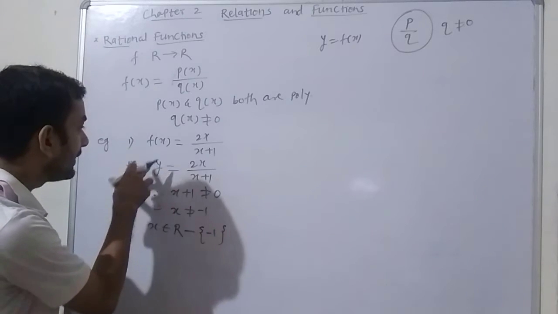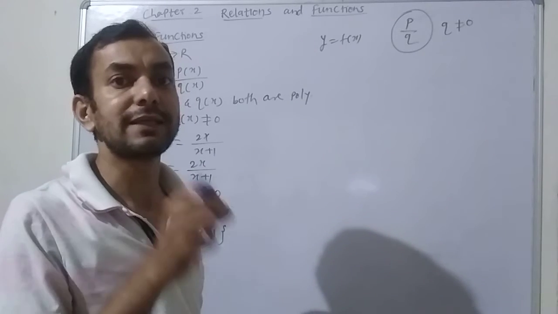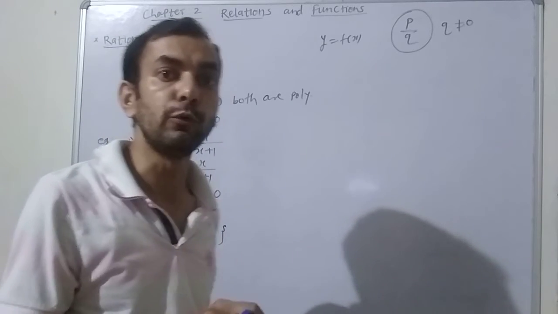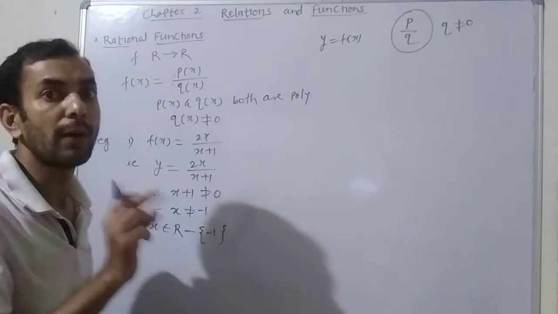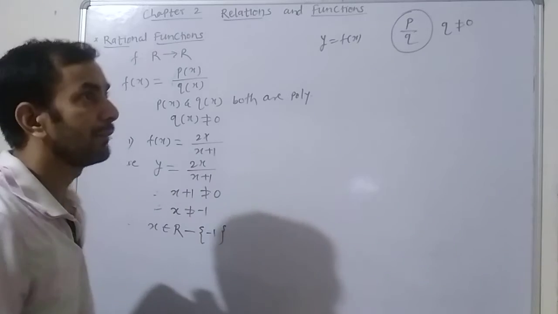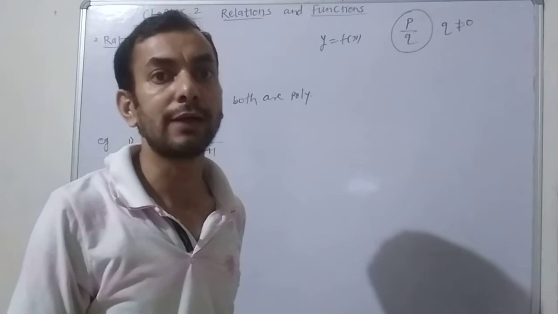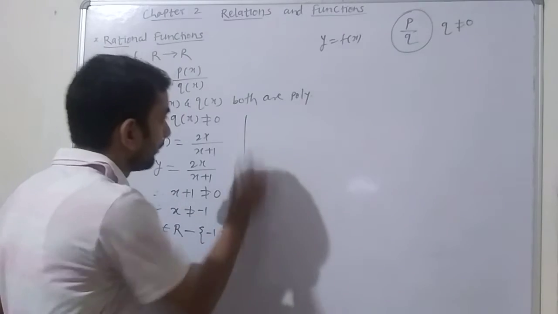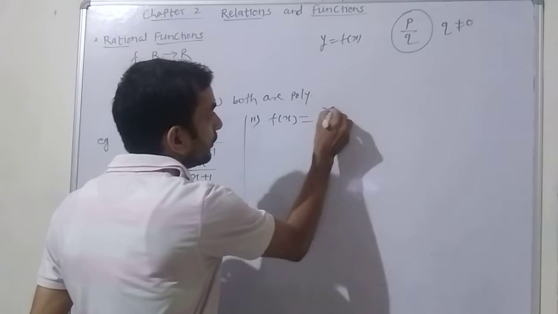Therefore, the function we have taken, y equal to x upon x plus 1, its domain is the set of all real numbers except the point minus 1, because after putting negative 1 the denominator's answer will be 0, and when the denominator is 0 the function will be not defined.